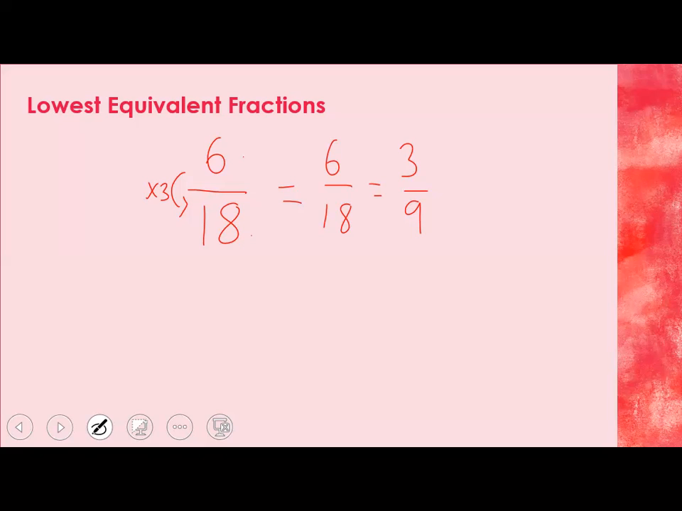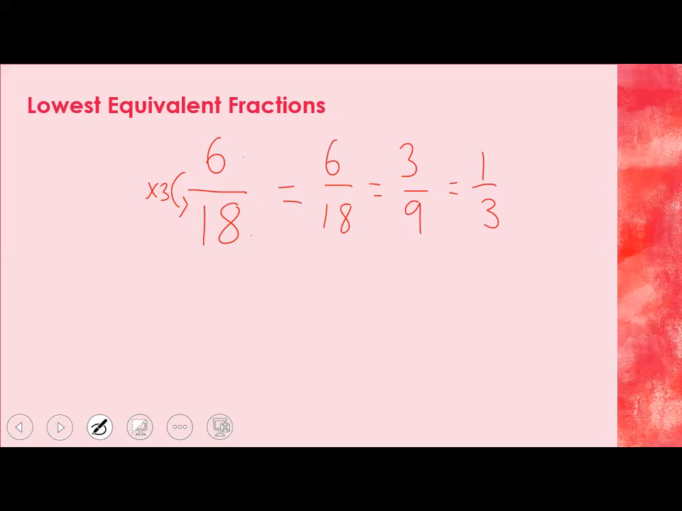Now, I have made it smaller, but it's still not as small as it could go, because 3 and 9 can both be divided by 3 to give me 1/3. So that's what I'm doing. I'm either looking to get to a point where one of either my numerator or denominator is the number 1, in which case I can stop, or there are no further numbers that I can continue to divide by.